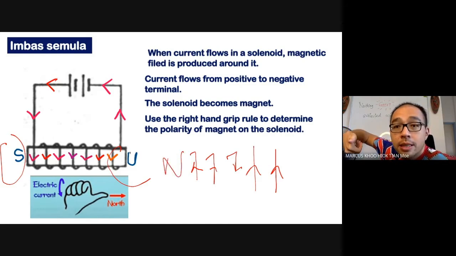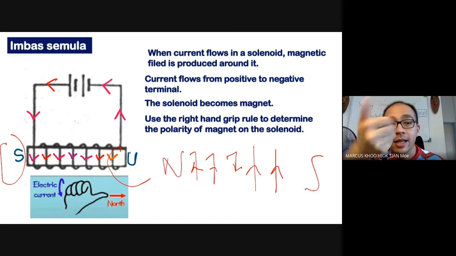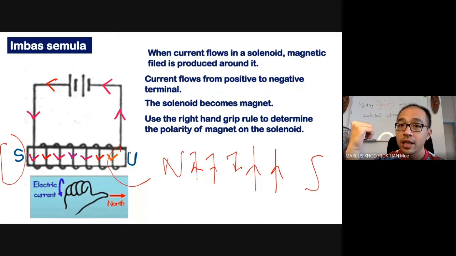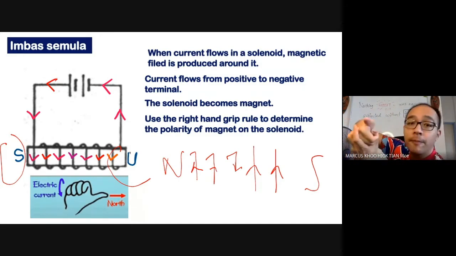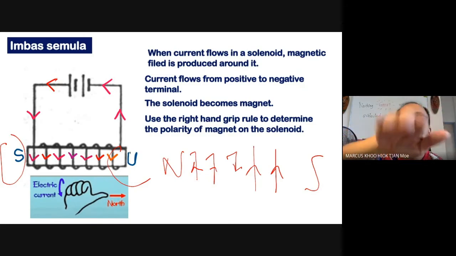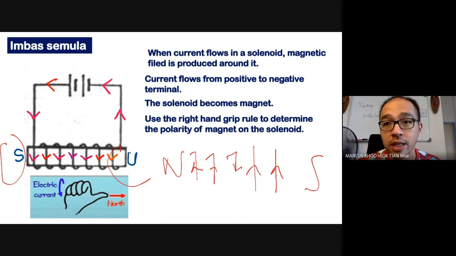This side will be south. The most important thing is, your fingernails must be facing you. If it is downwards, it's facing you like this. If it is upwards, it's facing you too. Your nails must be facing you. Don't have your nails facing outwards. I don't see my nails. Cannot. Your nails must be facing you.